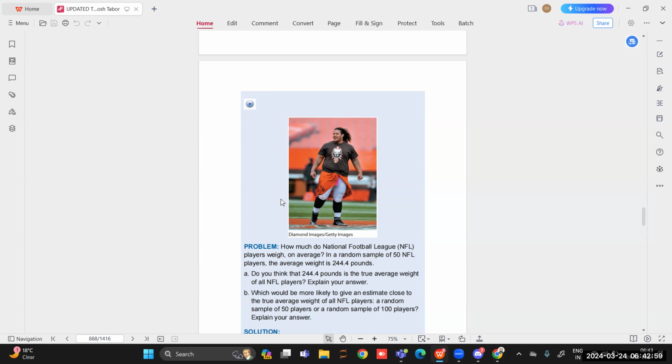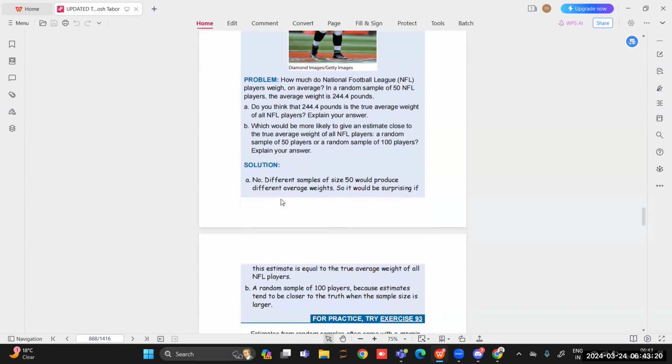Because for part A, it's no, because we need a bigger sample size in order to find out if the actual average weight is 244. Correct. Which would be more likely to give an estimation close to the true average weight of all NFL players, a random sample of 50 players? Correct. Yes. Okay, very good.